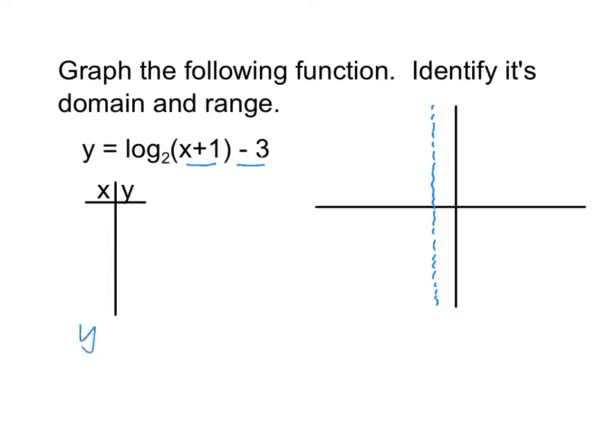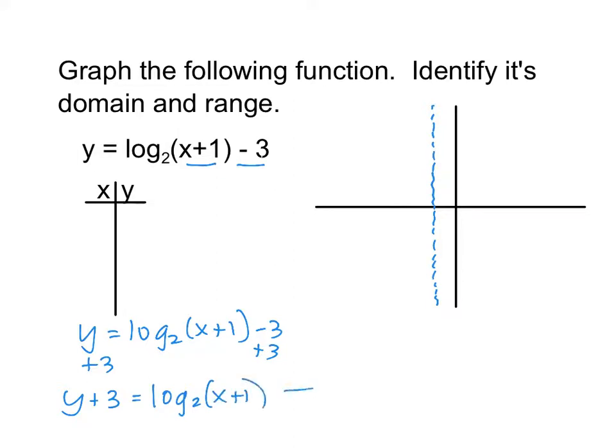I'm going to take the equation and turn it around so it's x equals. So I'm going to add 3 to both sides. And this is the toughest part of this. Now I'm going to turn it into an exponential equation. So remember, the base is the base. So this becomes 2 to the y plus 3 power equals x plus 1. We're almost done. We just have to subtract 1 from both sides. So we have the new equation, which is really the same equation. It's just been turned around. x equals 2 to the y plus 3 power, minus 1.